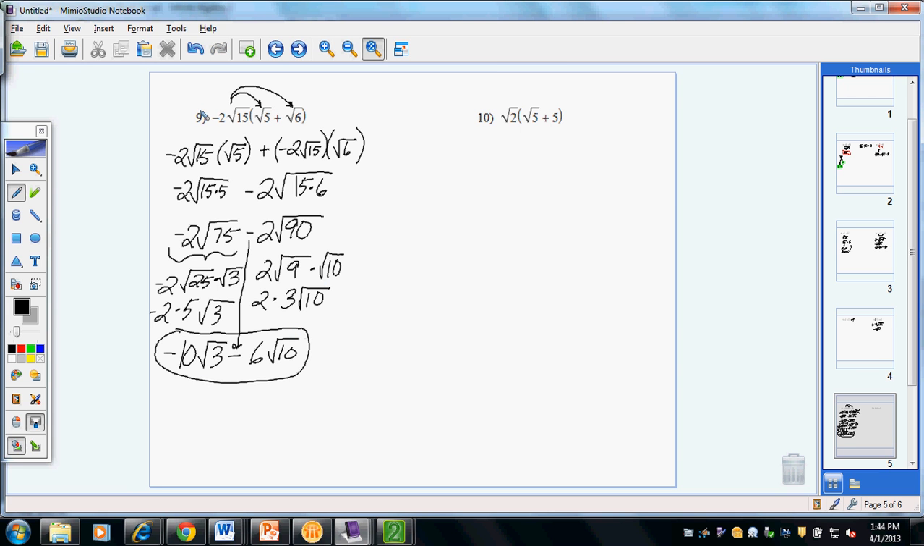Okay, and the last problem, number 10, same thing: distribute. This is a little bit easier. We have the square root of 2 times the square root of 5 plus the square root of 2 times 5. The square root of 2 times the square root of 5 is the square root of 10, plus 5 times the square root of 2 is just that, 5 square root 2. And that would be your answer.